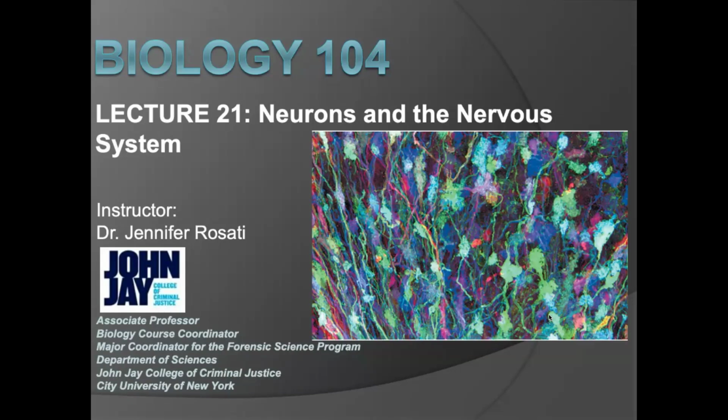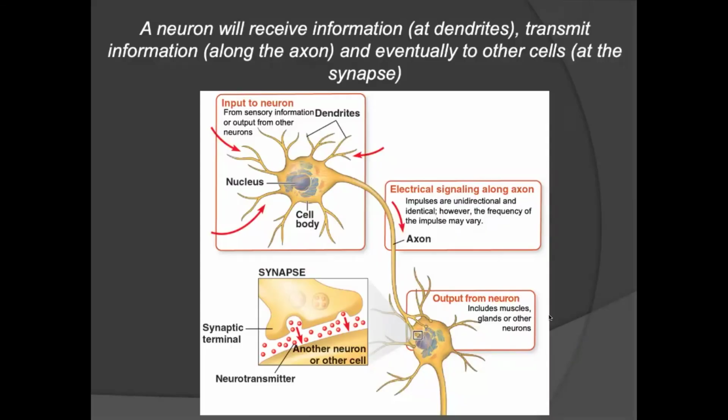Welcome to Lecture 21, where we will go over neurons and their role in the nervous system. A neuron is a cell that acts to receive information at the location of the dendrites that are located near the cell body. Neurons will then transmit this information along the axon, and eventually it will reach other cells. At the location where it reaches other cells, whether these be neurons or other target organs such as muscle cells or liver cells, where these cells meet, we have the synapse.